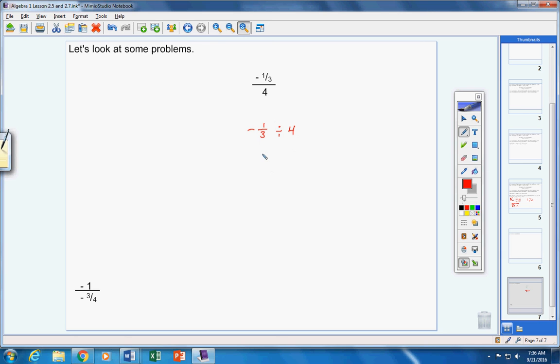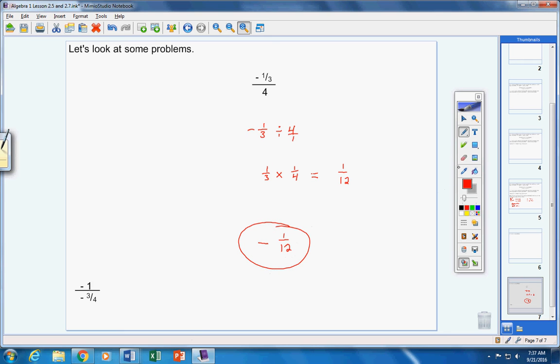Now, we have a negative being divided by a positive. The signs are different, so I know my answer is going to be negative. And now I have 1/3. I don't worry about the sign, because I already decided it's a negative answer. So now I have 1/3 divided by 4 over 1. So it's going to be 1/3 times 1/4. Change the division to multiplication. Flip the second fraction. 1 times 1 is 1. 3 times 4 is 12. Your answer is negative 1/12.